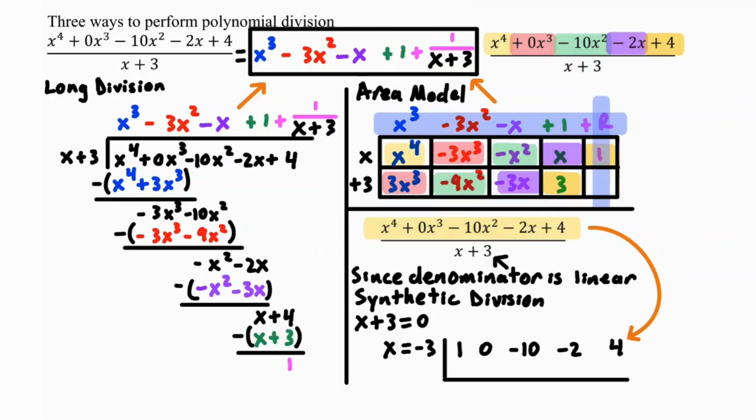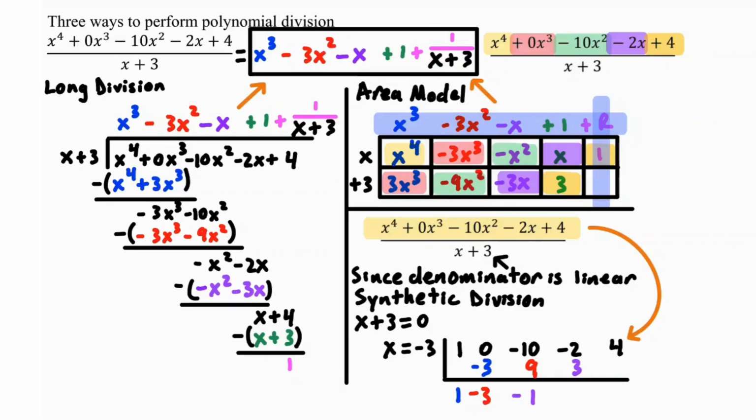So what do I mean? Here it is. 1, add vertically, and you get 1. 1 multiplied diagonally by negative 3, you get negative 3. Add vertically, you get negative 3. Multiply diagonally by negative 3, you get positive 9. Add vertically, you get negative 1. Multiply diagonally by negative 3, you get positive 3.